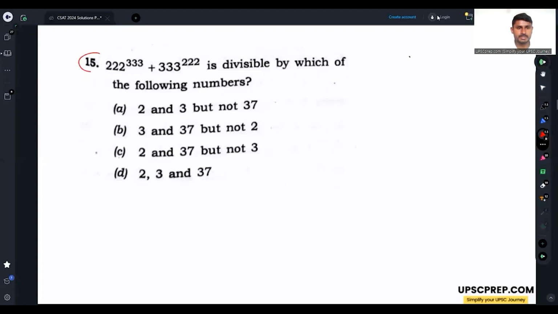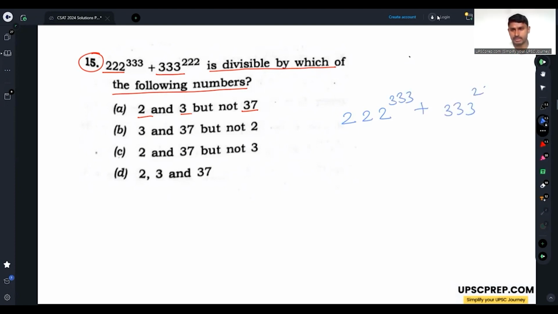Let's see this question, guys. 222 raised to 333 plus 333 raised to 222 is divisible by which of the following numbers? 2, 3 and 37, we have to check all three. See now, here the number is 222 raised to 333 plus 333 raised to 222.